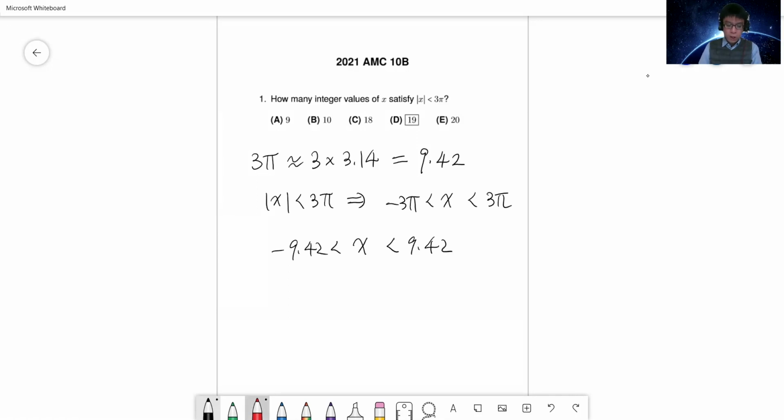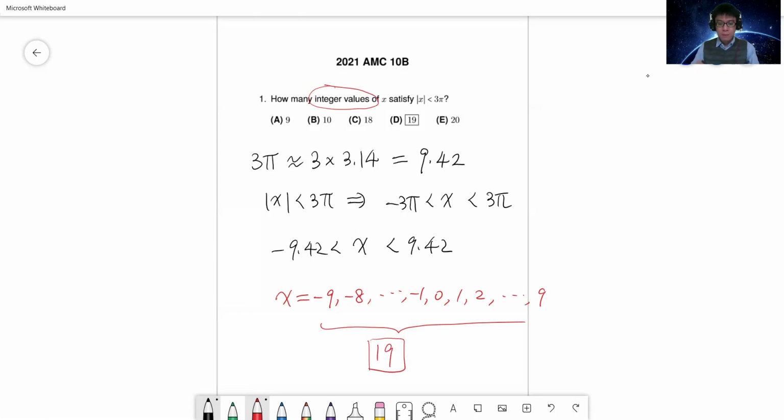And here we'll only consider integer values. So x could be the integers from negative 9, negative 8, up to negative 1, 0, 1, 2, up to 9. So there are totally 19 numbers. So the answer to question 1 is 19.